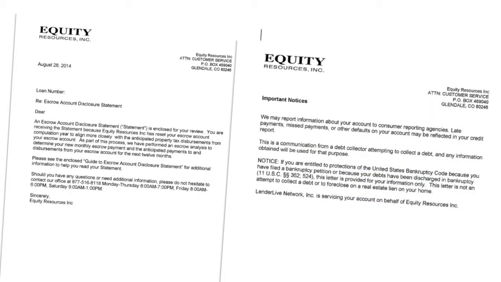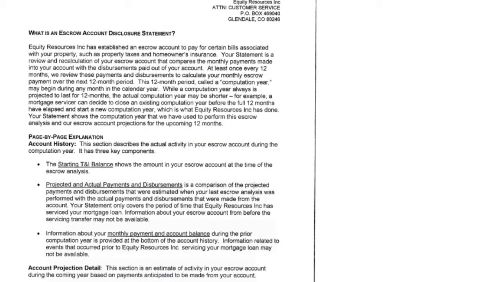The first couple of pages are just informing you what the letter in your hand is, and also some important notices about it, but mostly about credit bureau reporting. Then we get into the meat of the explanations.